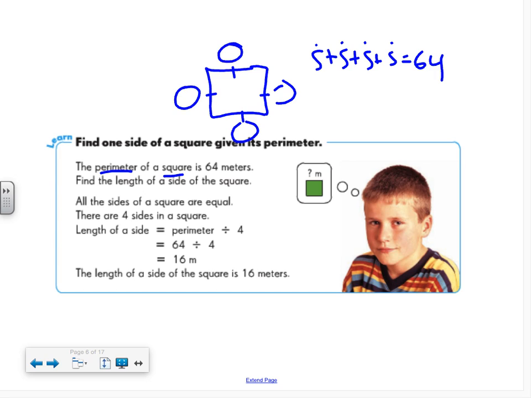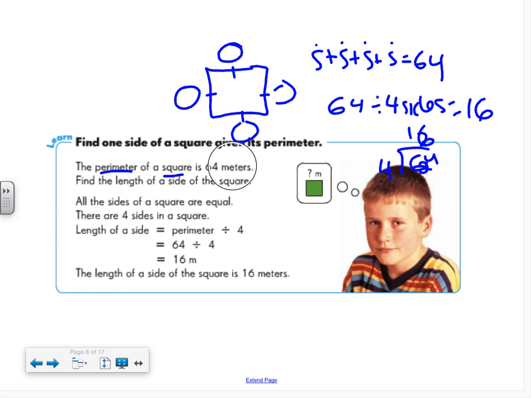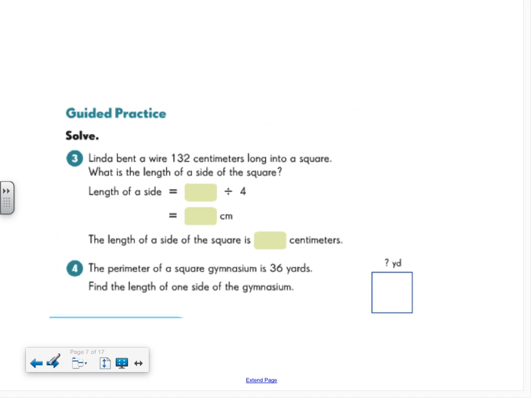So what I can do is take my 64, divide it by the 4 sides, and I end up getting, if you do it on the side, sometimes you have to do that, 4 goes into 6 once. Wait, no, I lied. 16. And if you get 16, then you can check and see, well, are all of these sides 16? And you can again check. 16 plus 16 plus 16 plus 16 is 64. Okay? So let's try another one.